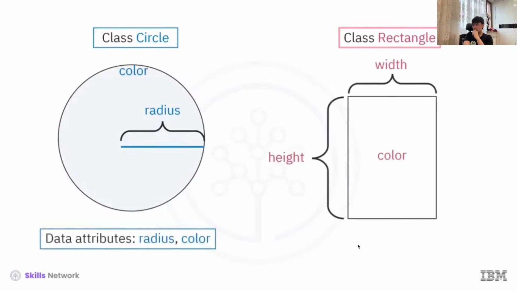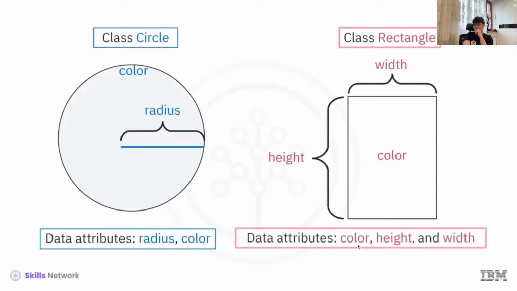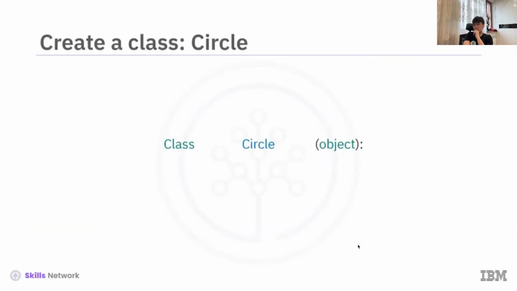Similarly, examining the image in order to define a rectangle, we need the height and width. We will also add color to distinguish between instances later. Therefore, the data attributes are color, height, and width. To create the class circle, you will need to include the class definition. This tells Python you are creating your own class, the name of the class.